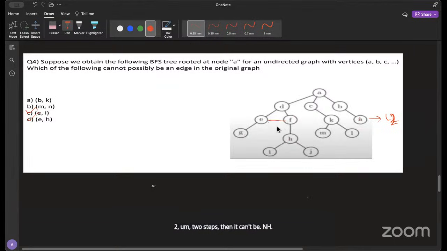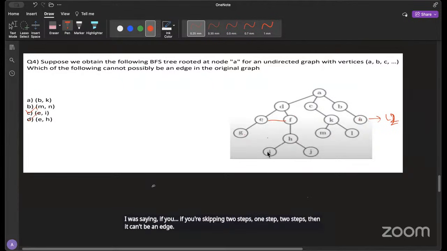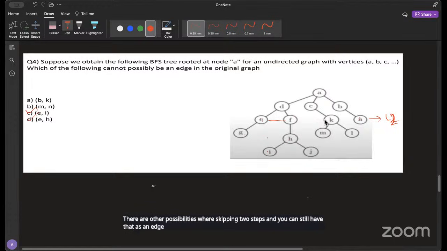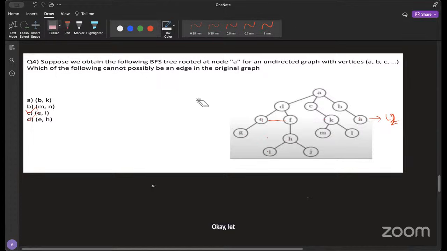I was saying if you're skipping two steps, one step, two step, then it can't be an edge. That's not how you do things. Then there are other possibilities where you're skipping two steps and you can still have that as an edge. Let's see this one. Okay, let's try skipping two edges.